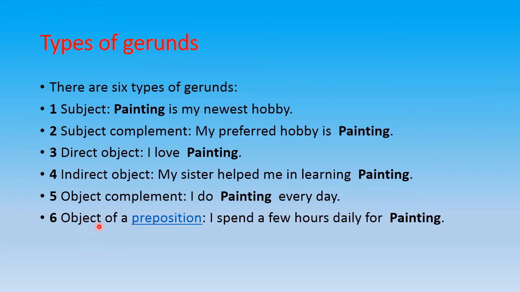Now a gerund can also be used as an object of a preposition. For example, I spend a few hours daily for painting. Now here in this example you can see that the object is painting, and it comes along with the preposition, so it is called object of a preposition. So here painting as a gerund has been used as an object of a preposition.